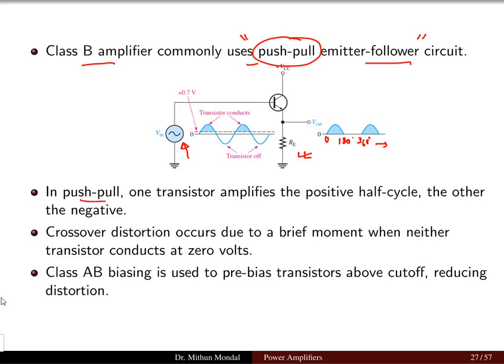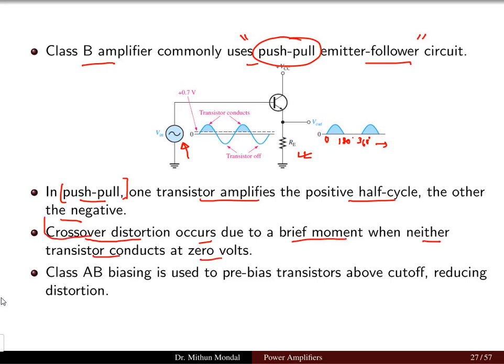So in a push-pull arrangement, one transistor is amplifying the positive half cycle and the other transistor the negative half cycle. We will see the push-pull circuit in the coming slides. Crossover distortion occurs due to a brief moment when neither transistor conducts at 0 volt.